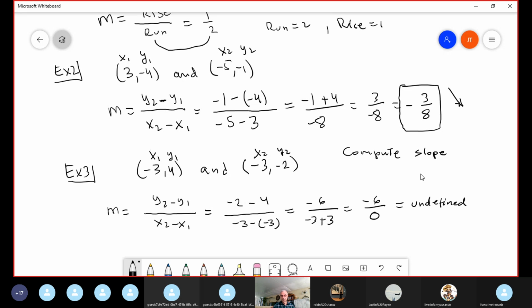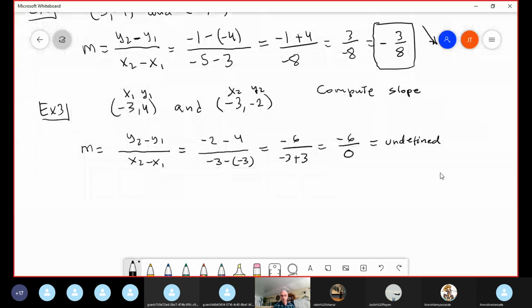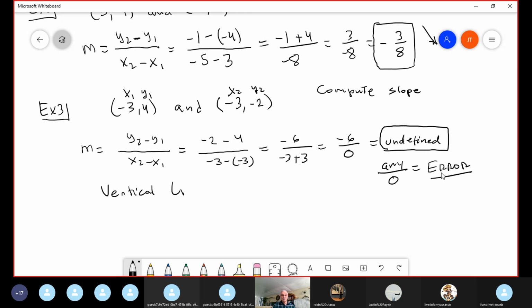Suppose that you don't remember and you put -6 divided by 0 in the calculator, any number divided by 0, and the calculator says error. What is the reason it's an error? Because it's undefined. Undefined is the word that indicates that we have no solution. And when this situation happens, you immediately realize that this is a vertical line. It makes sense because the x component is the same, -3 and -3. That means these points form a vertical line.